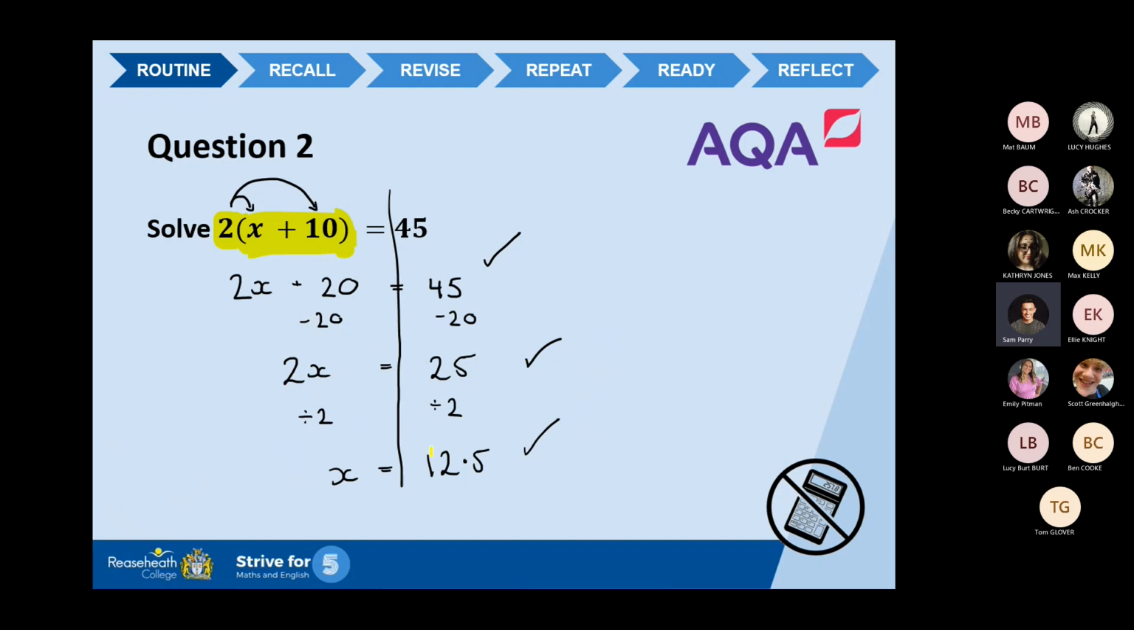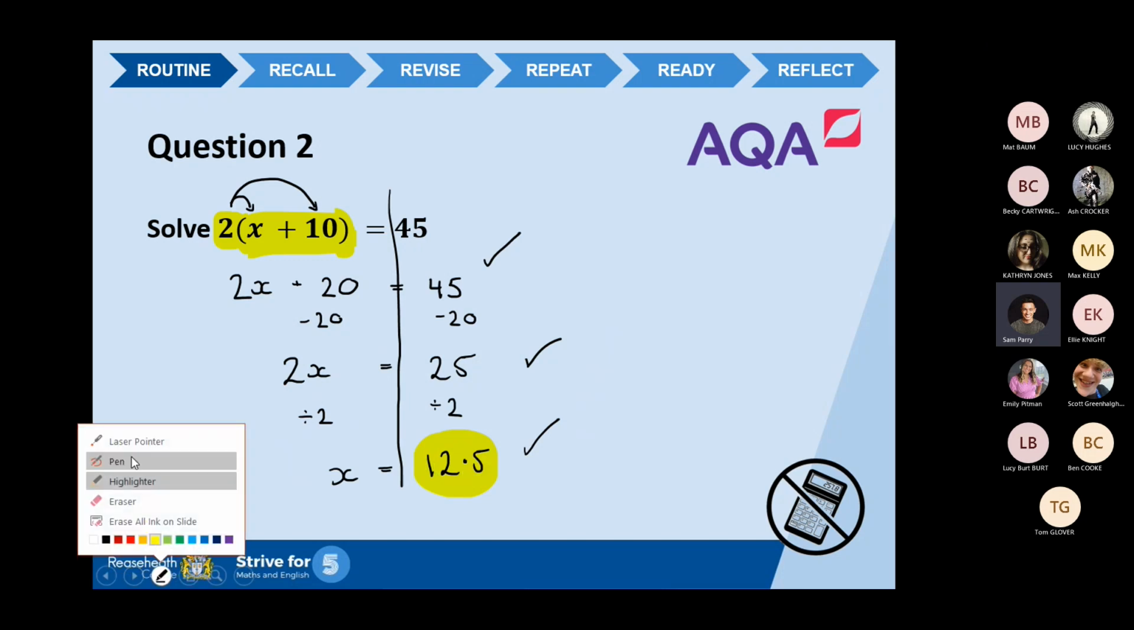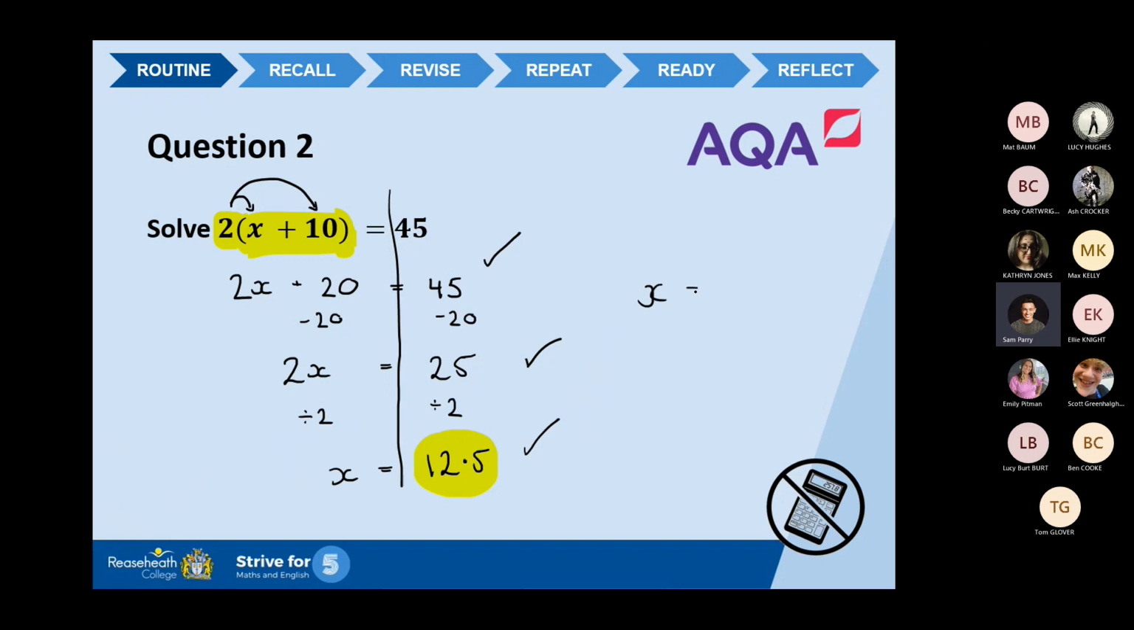So it's a 3 mark question solving that equation: 1 mark for expanding the brackets, a 2nd mark for subtracting the 20, and then for dividing by 2. So 12.5 for your answer there. And if you've left it as a fraction, 25 over 2, that is also fine. So if you've got an answer that is written like this, also happy days, gravy, okay?